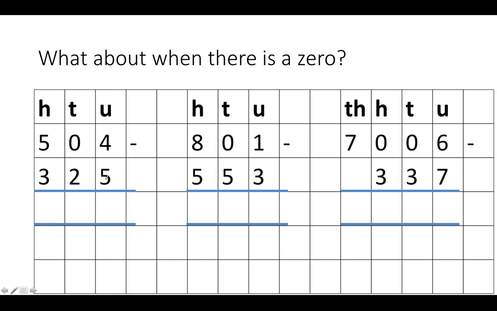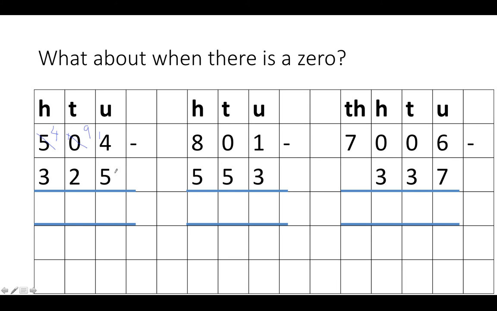4 take away 5, I can't do it. I go next door to borrow 1, but there's nothing there because it's a 0. So what I have to do is borrow from this column and then I can move it into here. Right, so now I can borrow from here. 10 take away 1 is 9. And we can do the sum as normal.